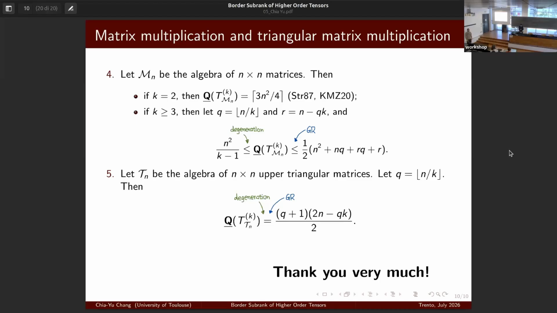Yes. The case of symmetric tensors. Yeah, we did not look at symmetric subrank. But you can still define it for symmetric tensors.